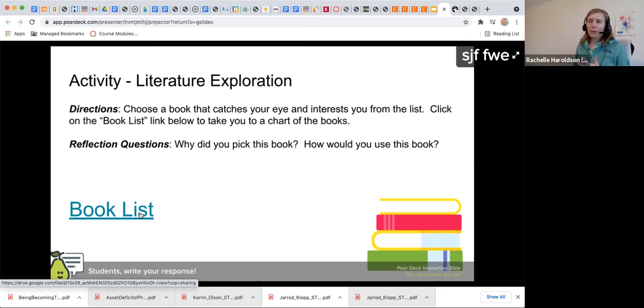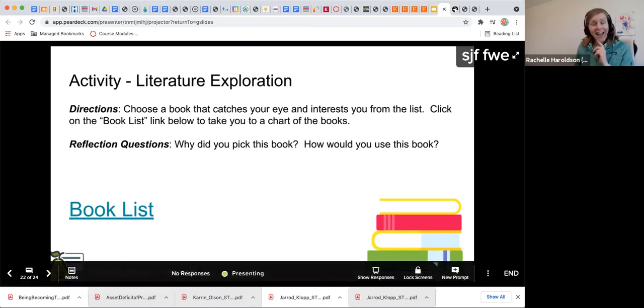And then I want your response of, why did you pick this particular book and how would you use this book? Would you use it to introduce a concept and expose students to computational thinking? Are you thinking about a lesson you already teach and you want to enhance it a little bit and this book would help? Or are you thinking about something you already teach and you want to extend it and take it to the next level and this book would help with that? Okay, so let's take about 5 or 6 minutes. Are there any questions about the task that you have?